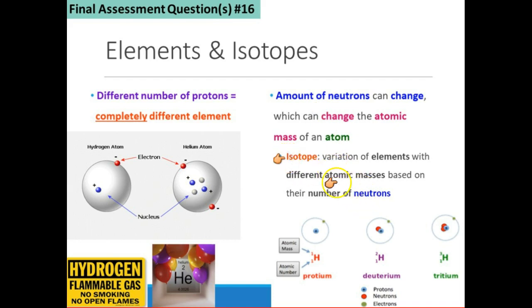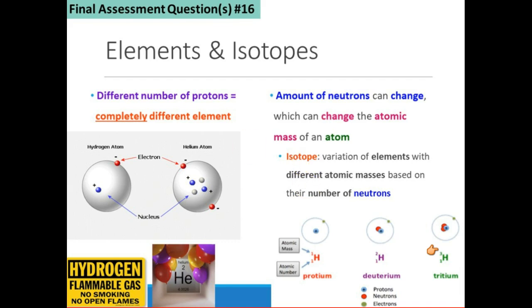So when we have a different amount of neutrons, that's going to cause a different atomic mass, and that is going to be a variation. That's what's called an isotope. For example, here are 3 isotopes of hydrogen. They're all hydrogen because they all have the same number of protons, but they have different masses because they have different neutrons, right? Protium, which is the isotope of hydrogen that has 0 neutrons, deuterium, which has 1 neutron, and tritium, which has 2 neutrons. The only thing you're seeing change is the atomic mass: atomic mass of 1, atomic mass of 2, atomic mass of 3. So that is an isotope.